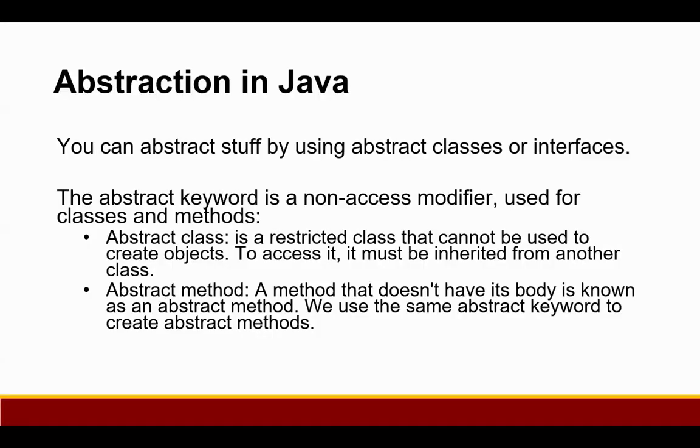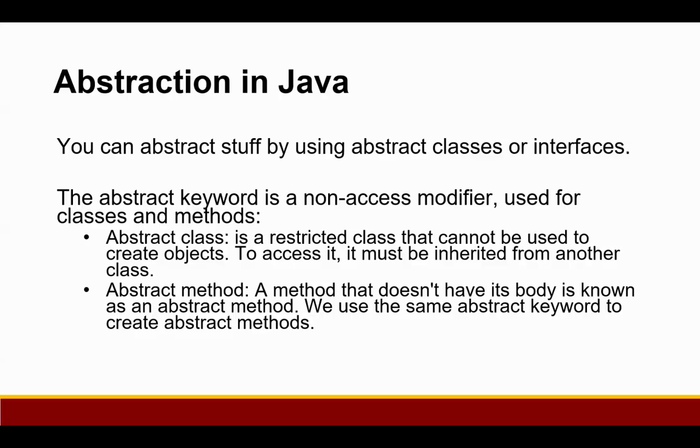underlying code. Now, how do we achieve abstraction in Java? There are two ways that we can do that. Number one, abstract classes, and number two, interfaces.